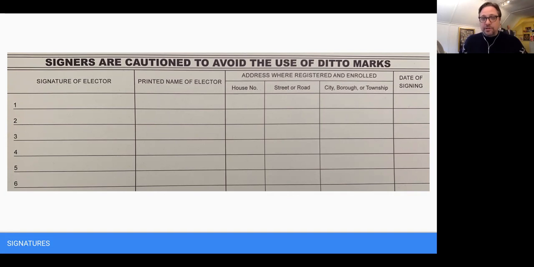And then the address is pretty straightforward: house number, street number, city, borough, or township. For city, borough, or township, you can use the municipality in which the person is registered and in which you are running for office. Or if you're using the postal address, that is adequate as well. There's often some conversation about this, but I don't believe the rules have changed on that. So if, for example, you live in Summit Township, but your address is Erie, PA, and then the zip code, you could use Erie there as well.